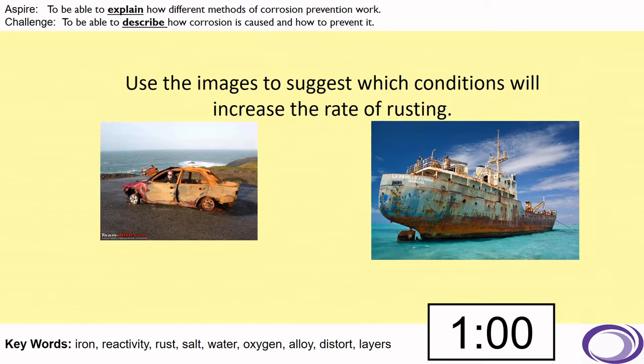Now, what I'd like you to do is to use the images on the screen to suggest which conditions would increase the rate of rusting.